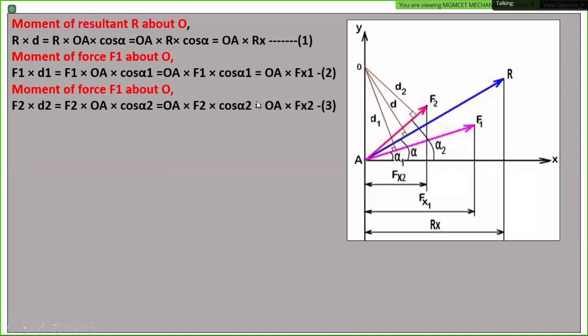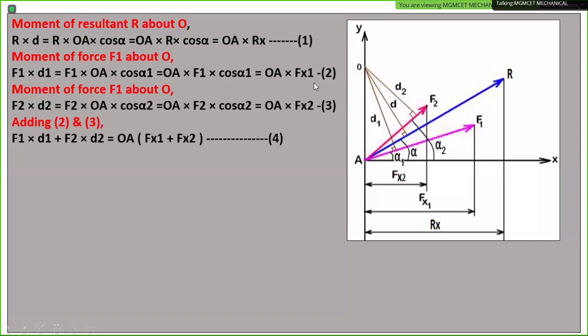About O, if I write down the moment here and if I use the trigonometric equation, I am getting moment of the resultant is equal to OA into Rx. Moment of the force F1 is equal to OA into Fx1. Moment of the force F2 is nothing but OA into Fx2. This is not F1, this is F2. तो ये तीन इक्वेशन मिल गए जिसमें मुझे रिजल्टेंट का मोमेंट, F1 का मोमेंट एंड F2 का मोमेंट मिल गया मुझे.